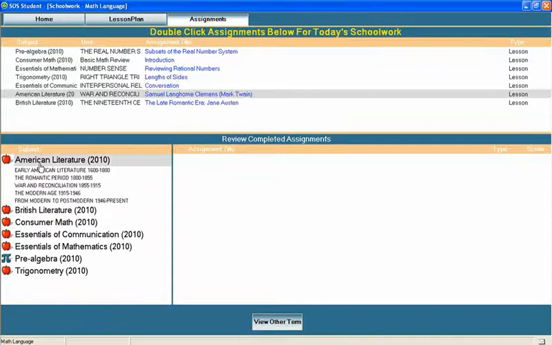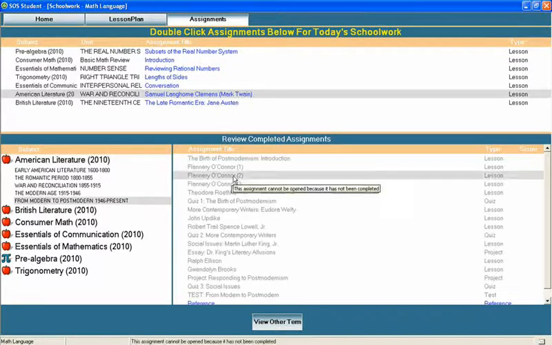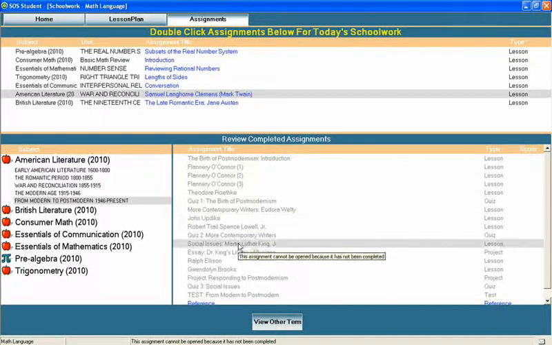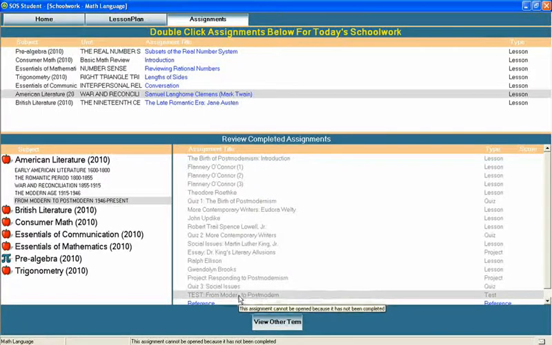In this half-credit high school language arts elective, your students will study units that cover 5 periods in American literature: Early American Literature, the Romantic Period, War and Reconciliation, the Modern Age, and From Modern to Postmodern. As students study each period, they will consider the history of the period and how historical events influenced the authors and poets of the period.